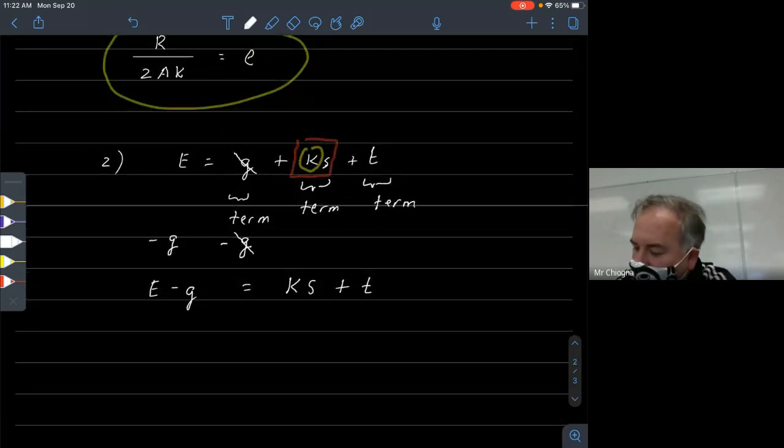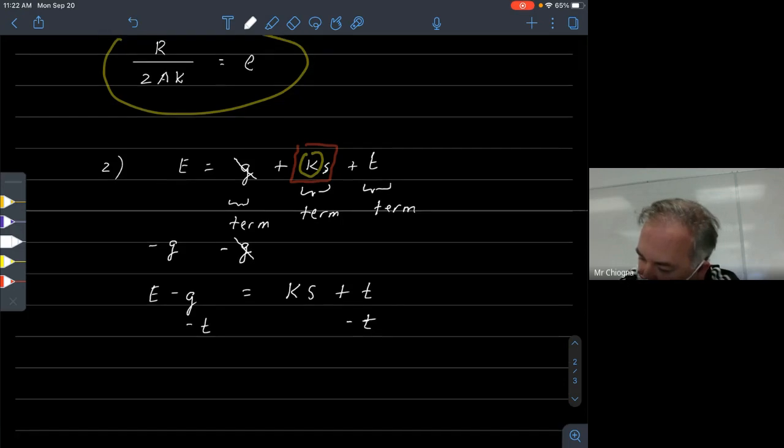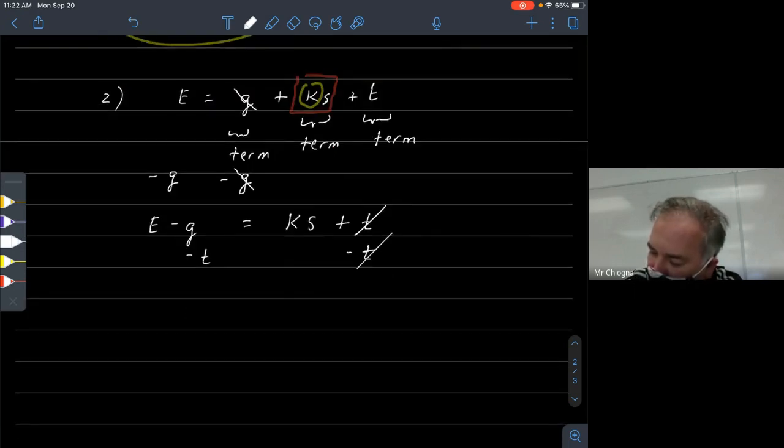Okay, so T is just some positive number. I'm going to remove it by doing the opposite. It's a positive number, so subtract it. Whatever I do on the right, I have to do on the left. It cancels out on the right, and I get E minus G minus T on the left is equal to KS.